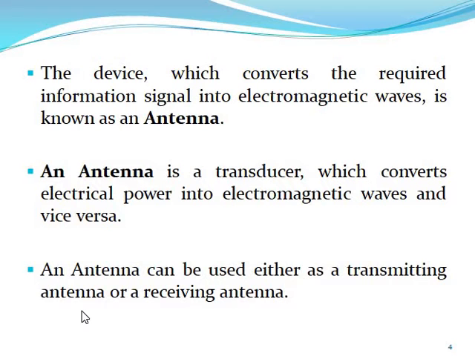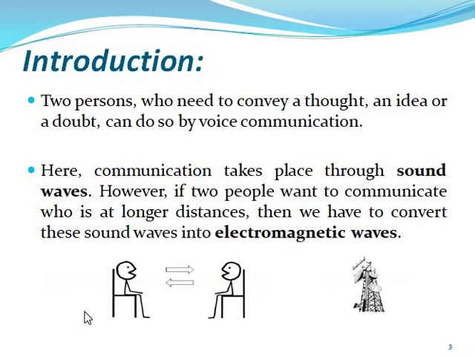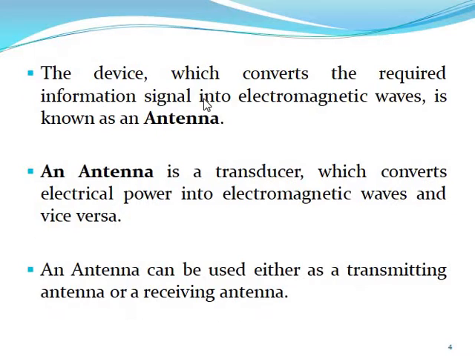The device which converts the required information signal into an electromagnetic wave is known as an antenna. So what is the antenna? This is one antenna. What is the use of antenna? It converts the information signal into the electromagnetic wave. It is called the antenna.